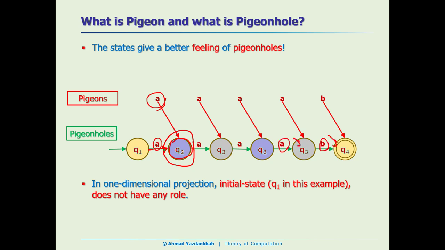This guy ends with this. You might ask, hey, what about the Q1? Yeah, Q1 doesn't have any role, right? So it's just a starting point. But for the processing, if we have a loop in the initial state, then we can consider the initial state as one active state that is really contributing. But the first one really doesn't have any role here.